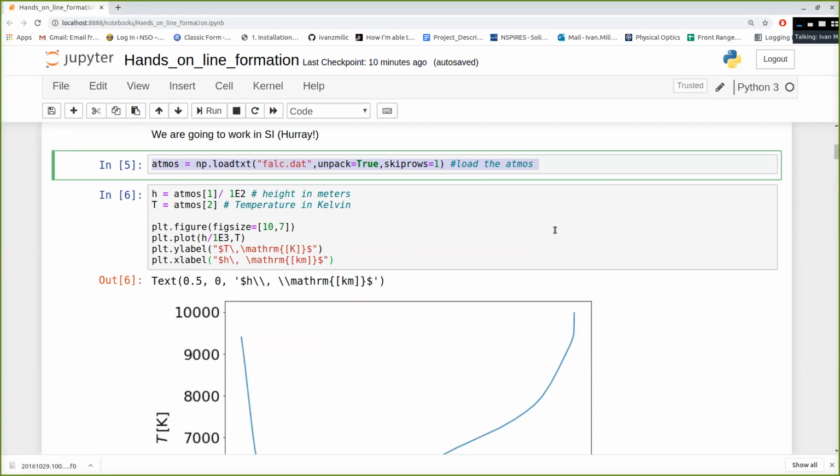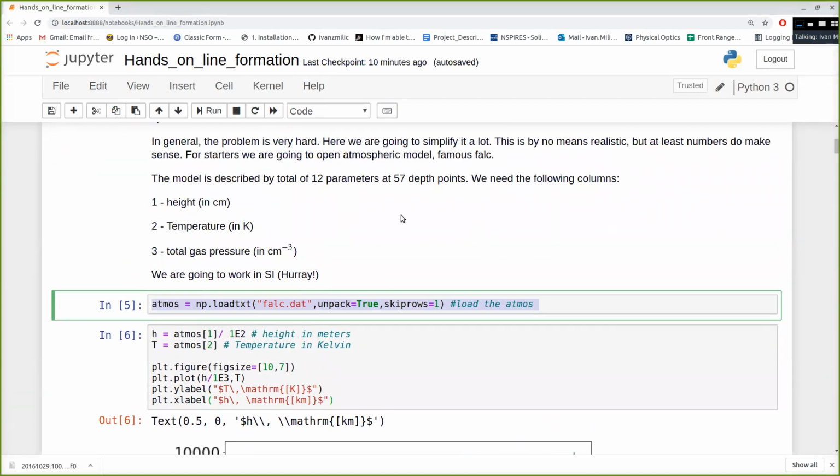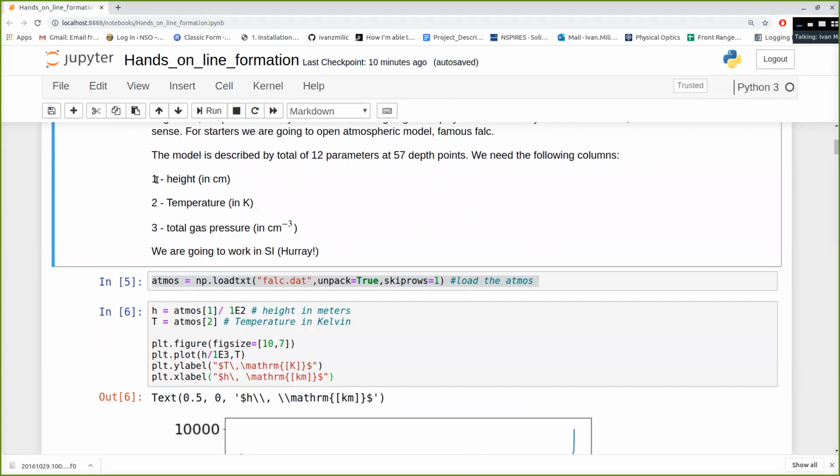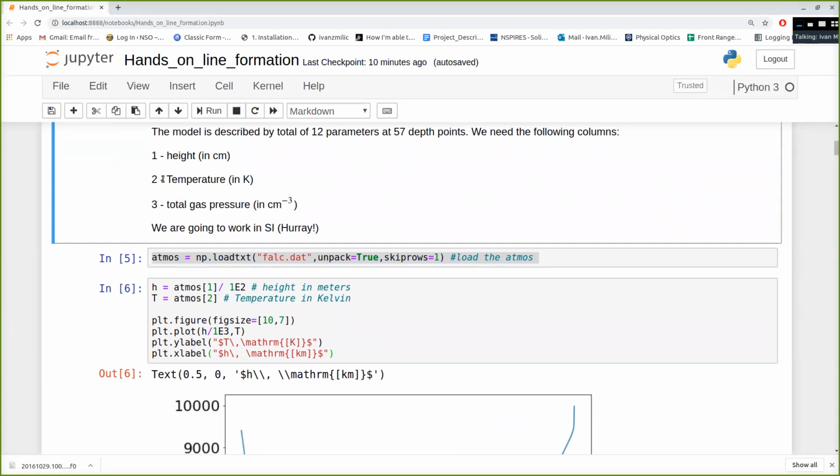So what you need from this atmospheric model, and we can discuss other quantities later, is the following. Here I'm using Python indexes. The second column, the column with index 1, contains the height grid in the given atmosphere in centimeters. Then the third column contains temperature, and the fourth column contains gas pressure, right?